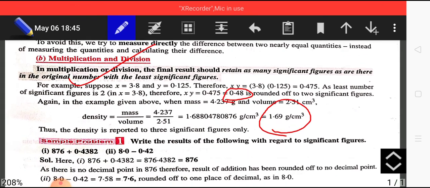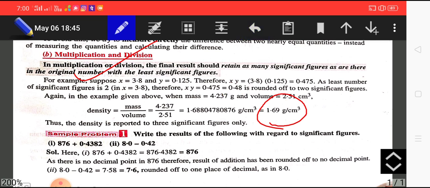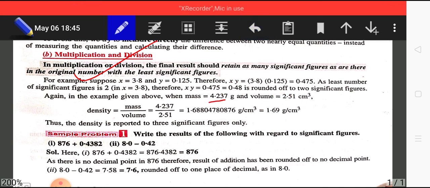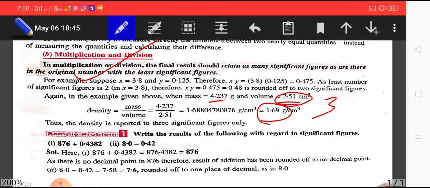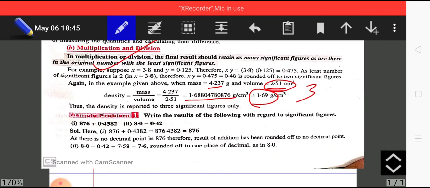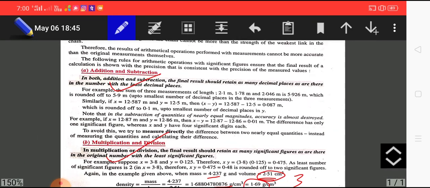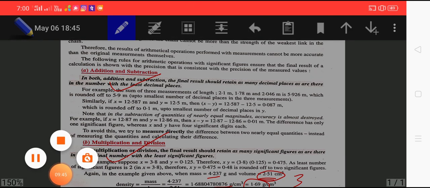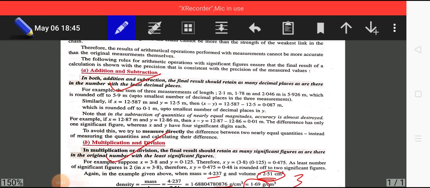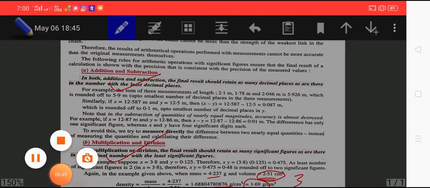Again, another example: when the mass given is 4.237 gram and the volume is 2.51, then we know that the least number of significant figures is 3, so the result is to be expressed in 3 significant figures, that is 1.69. So this long result is rounded off to 1.69. The same rule we apply in addition and subtraction. The result must be expressed in the number of significant figures which is least in any of the operands involved. Thank you. See you in the next lecture.